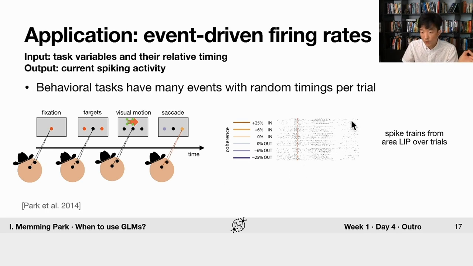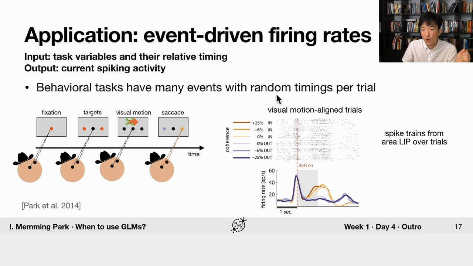So each row here is a trial that the animal has done in this task, and each trial has a random timing of targets, random timing of motion, and random decision that the animal has made. So we can collect many, many trials and align all the trials in terms of, let's say, their motion onset. So the visual motion started showing up at some random time during the trial. And if you look at the firing rate aligned to this, you'll see a peak and you see some modulation depending on how much motion there was and whatnot.